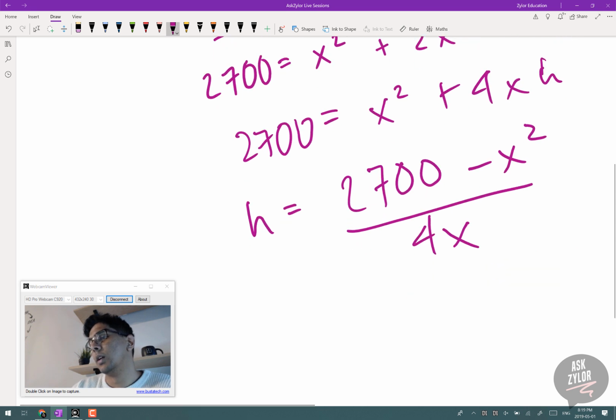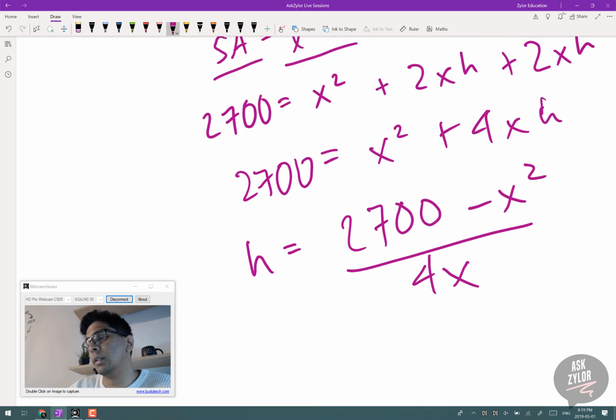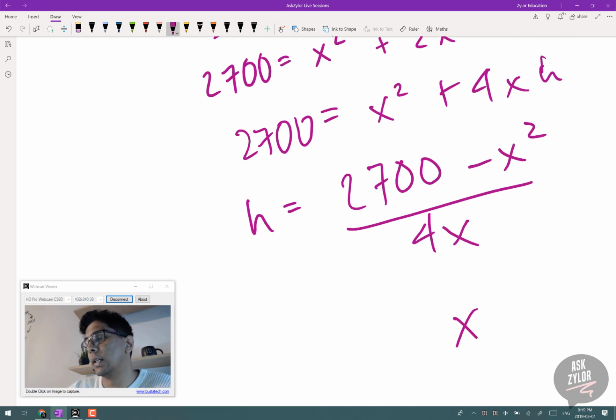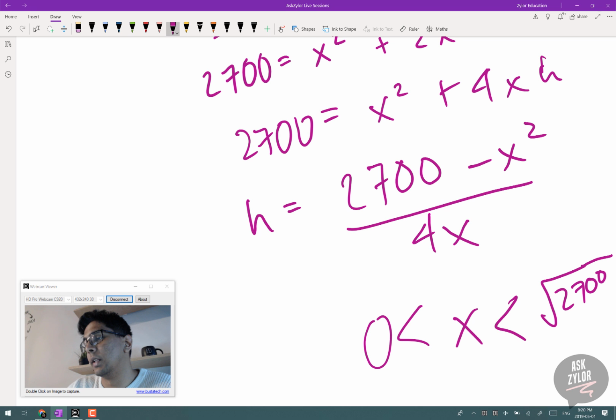Right? So my x can't be 0, because if it's 0 then I have an undefined number, so my x has to be greater than 0 and less than the square root of 2700, because if it's greater than that, it's going to give me a negative answer and I can't have a negative dimension.